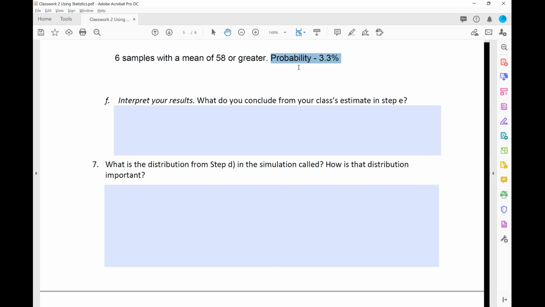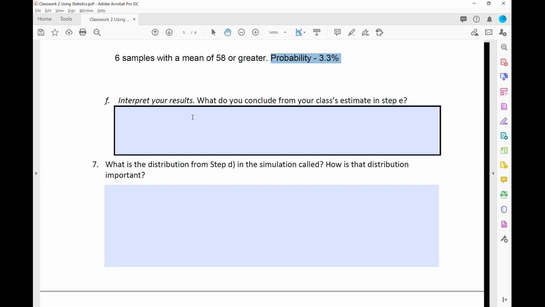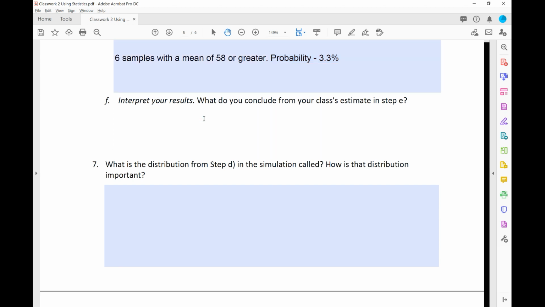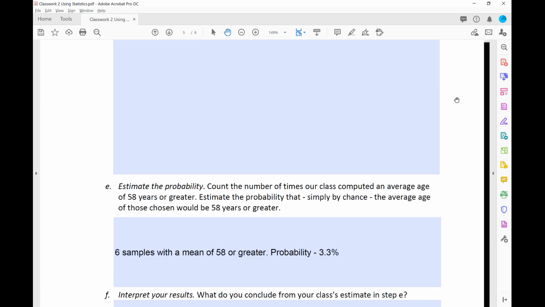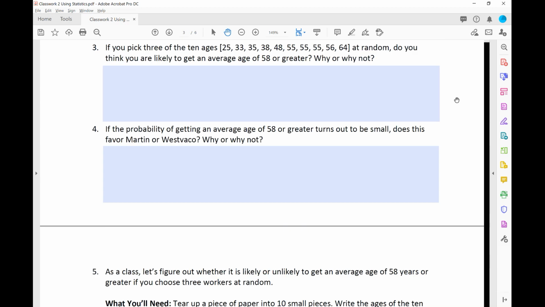Okay. So to interpret these results, remember why we did this whole simulation in the first place. There's a company, Westvaco, and they fired 3 employees from a department during layoffs. The average age of the 3 people who were fired from the department was 58. Right? We have this from earlier on in this classwork.